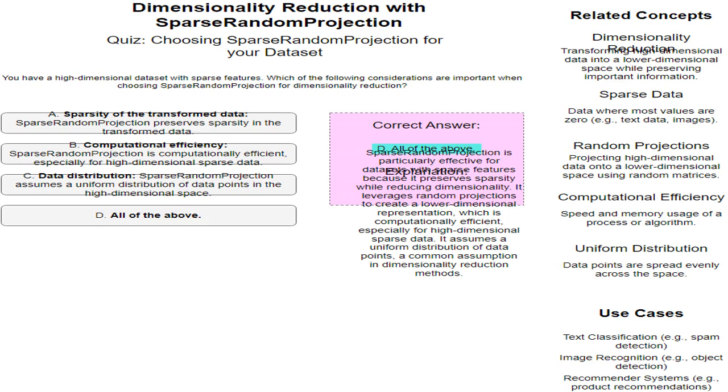Real-world applications where dimensionality reduction with sparse random projection can be beneficial. Text classification: reducing the dimensionality of text features for spam detection or sentiment analysis. Image recognition: reducing the dimensionality of image features for faster and more efficient object detection. Recommender systems: identifying patterns in user preferences from high-dimensional data for personalized recommendations.